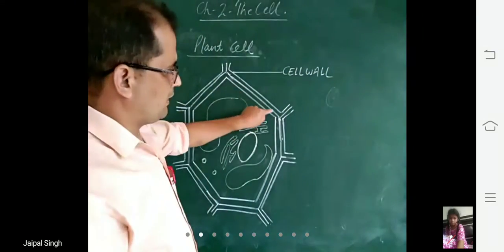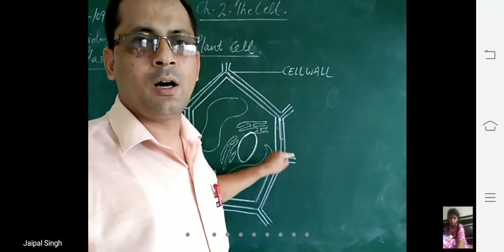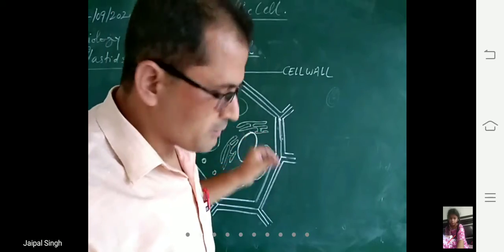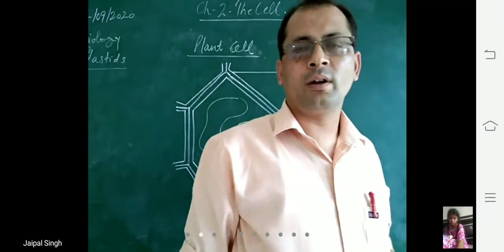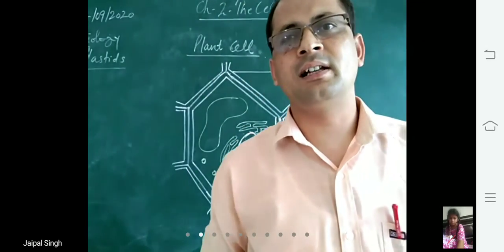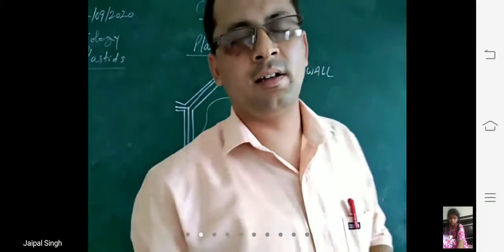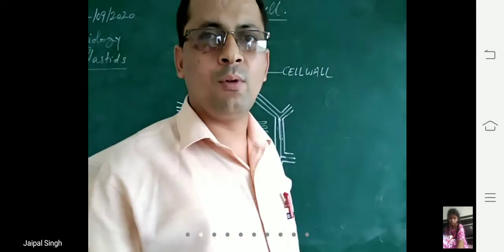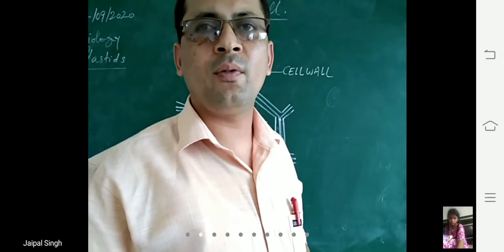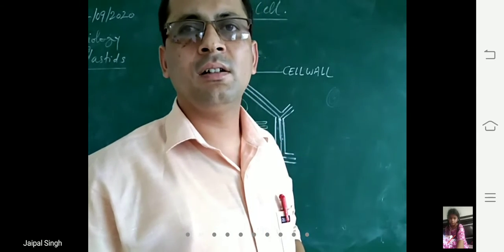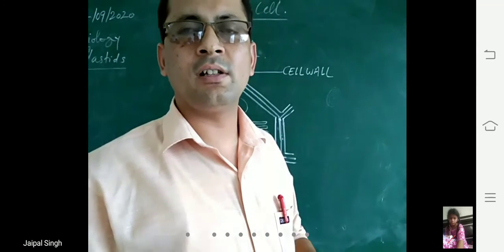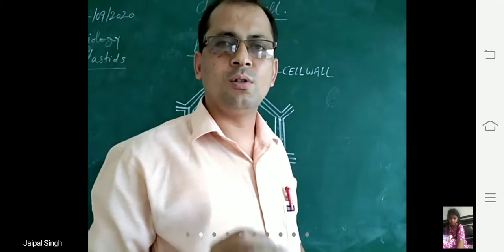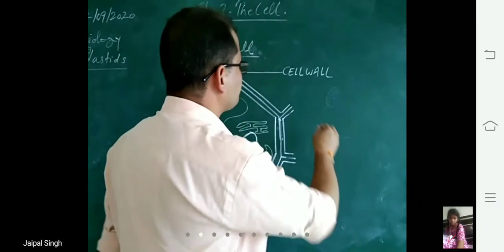See, this is the outer layer, the outer membrane. This is the cell wall. Due to the presence of this cell wall, the structure of the plant cell is rigid. Rigid means tough. This cell wall is made up of a chemical which is known as cellulose. So the cell wall in the plant cell is made up of cellulose.